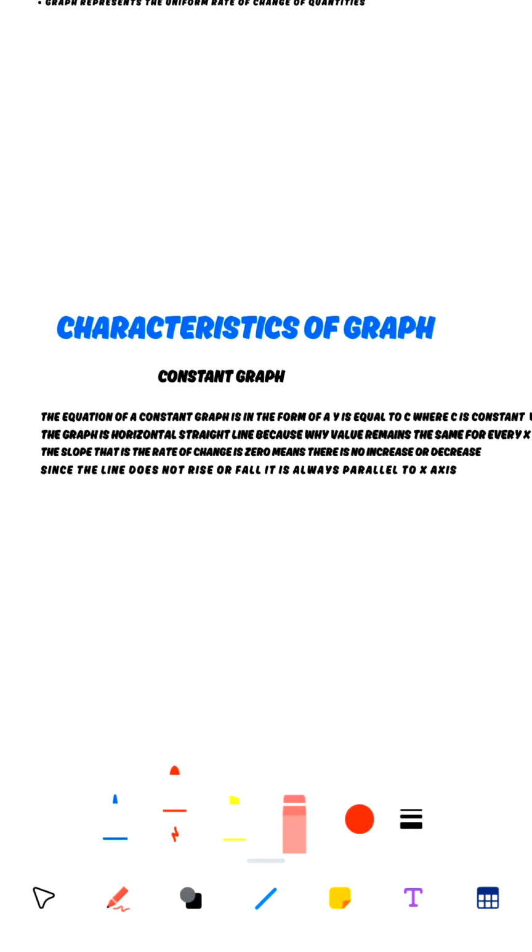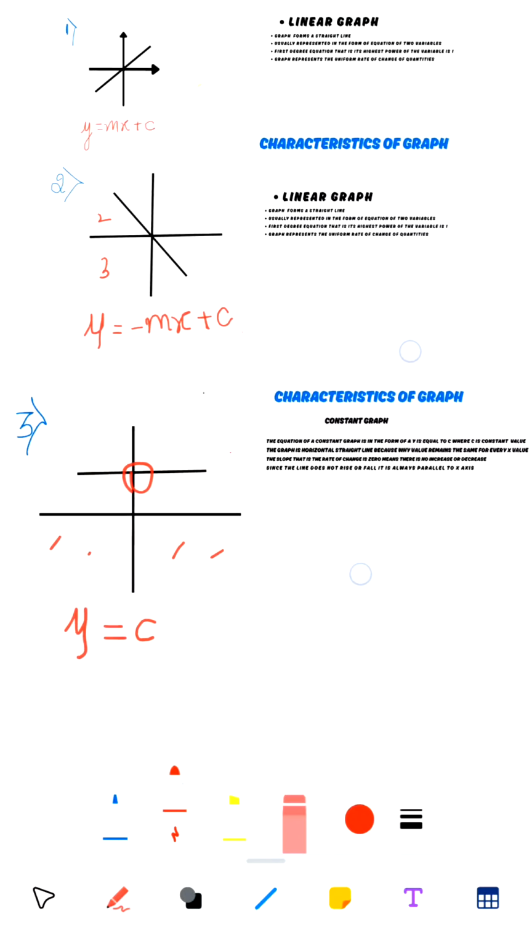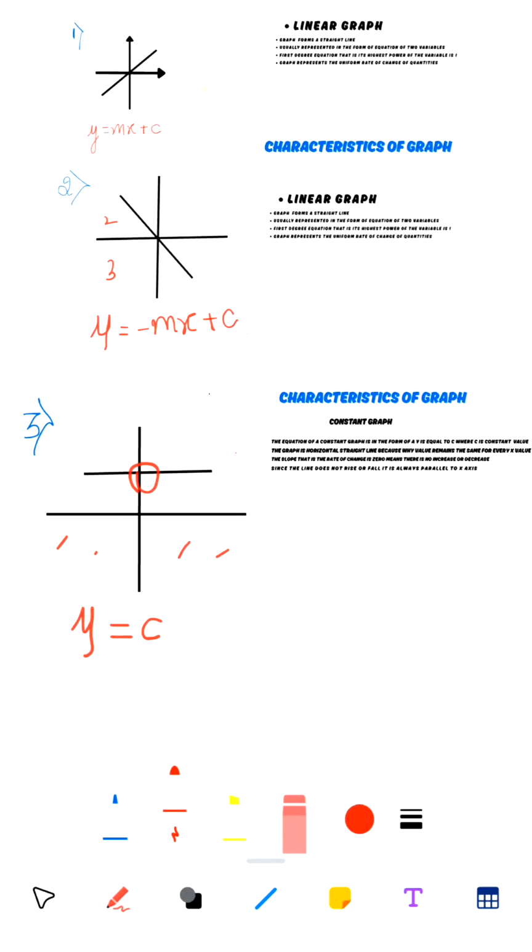Therefore it is neither an increasing function nor a decreasing function. Since the line does not rise or fall, it is always parallel to the x-axis. If an x value is constant, then simply the graph will come like this, where the x value is constant for every y value, but here we are considering x as the input and y as the output.